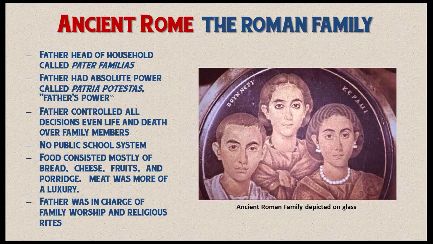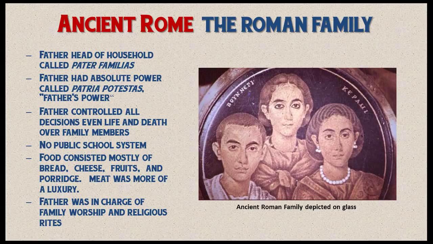Now, the head of the household had absolute power over everyone living with him. He could arrange marriages, force divorces. He could sell his children into slavery if he wanted to. And he even had the right to kill family members. It was all at his discretion.